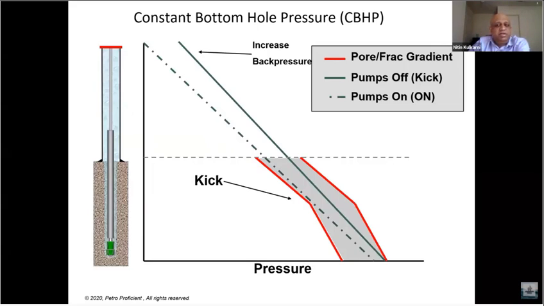So this is what we typically do, and this is one of the main applications of constant bottom hole pressure, where we adjust the back pressure when we need it, to ensure that your pressure is within your pore pressure and fracture gradient profile.